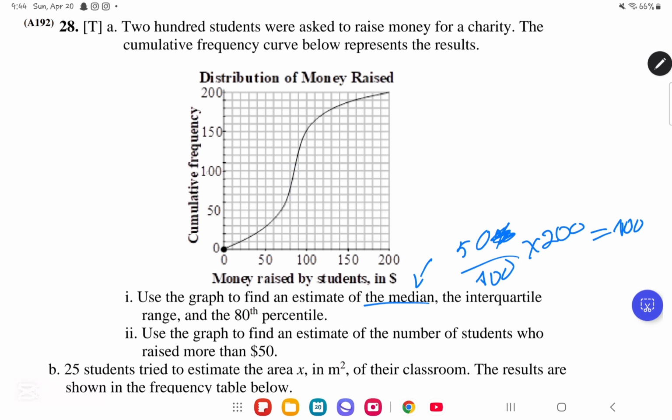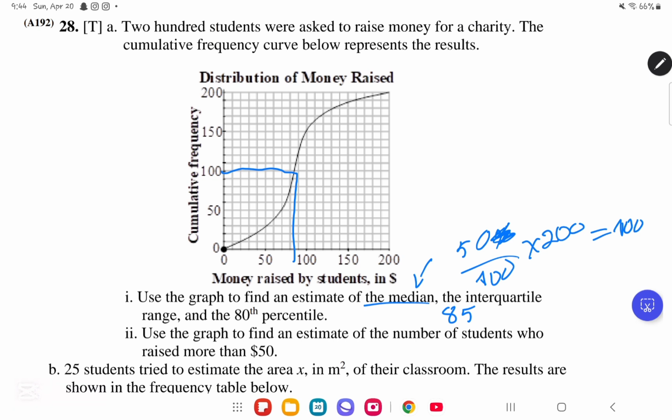It's going to be almost... Oh my goodness, I cannot draw a straight line. Of course, you'll be able to draw the straight line with your ruler. Don't forget to bring your ruler. So this is exactly in between 80 and 90, so we're going to say that it is about 85. So the median value is 85.